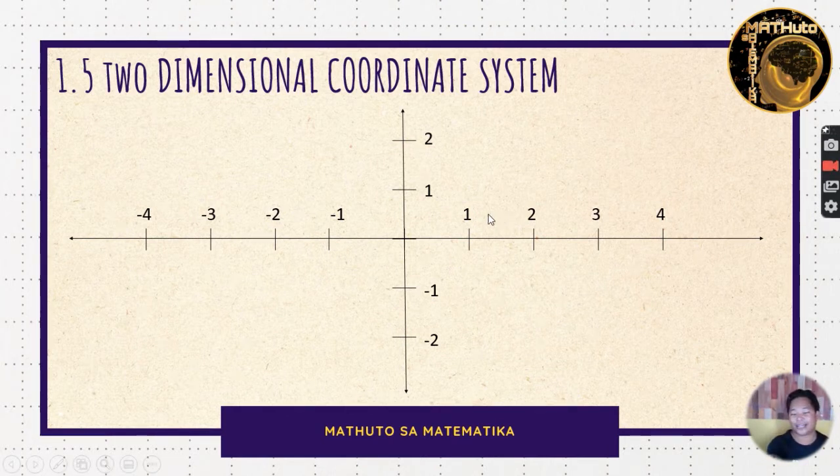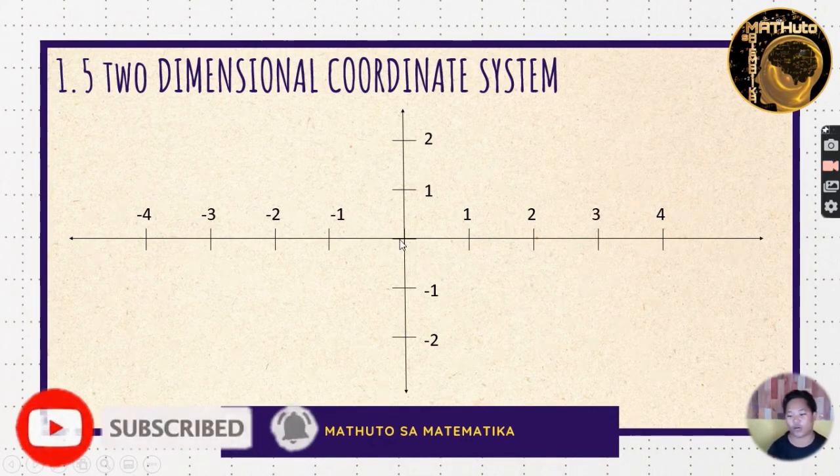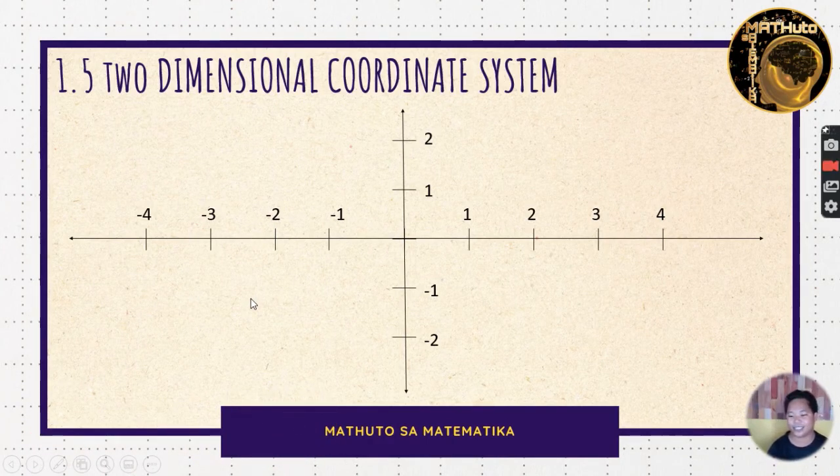So positive po yung nasa right and negative naman po yung sa left. So 0 po yung dito kasi siya ay yung ating origin. So ang coordinate ng ating intersection is 0, 0. So positive y sa taas, negative y sa baba.